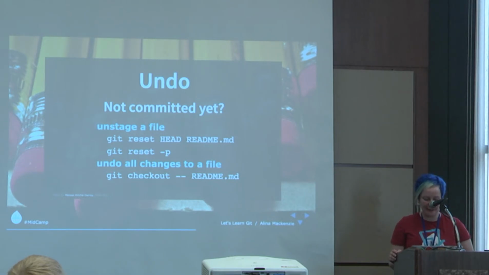Okay, undoing things. We always make mistakes. We always need to undo. And Git allows us to undo in several ways. We can unstage a file with git reset HEAD and then the file name, or git reset -p. Git reset -p is analogous to git add -p. It's interactive, so you can take out changes interactively, which is great. You can also undo all changes to a file with git checkout --.